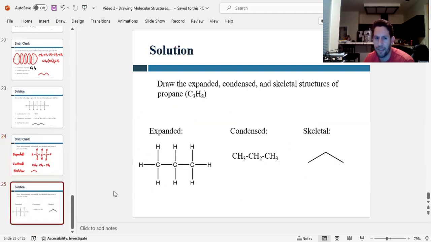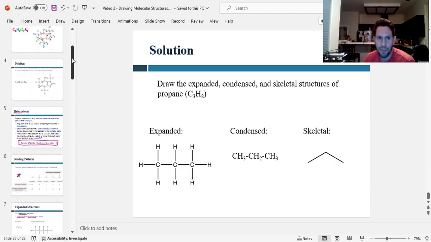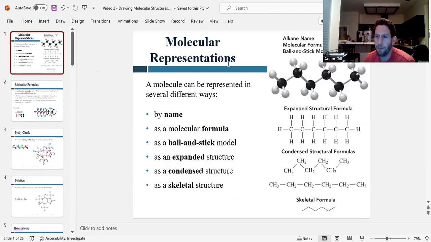All right. So once again, there are many ways to represent a given molecule. Today, we looked at molecular formula, expanded, condensed, and skeletal. And we also looked at ball and stick, but that's more for computer graphic generated. I'm never going to ask you to draw ball and stick models, but you will be looking at them in the book and in the PowerPoints.